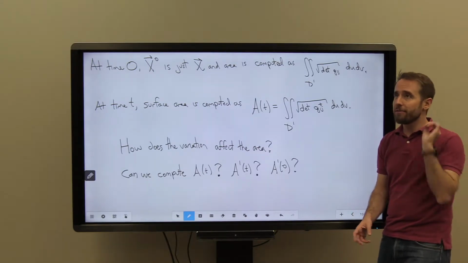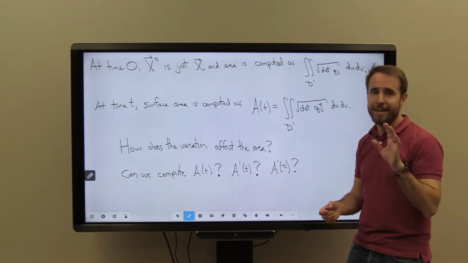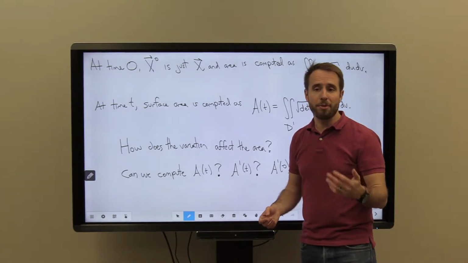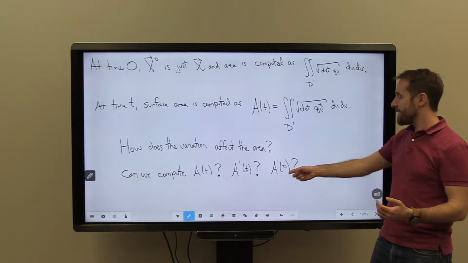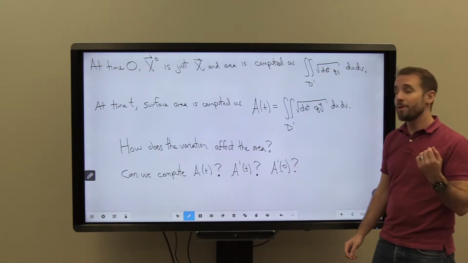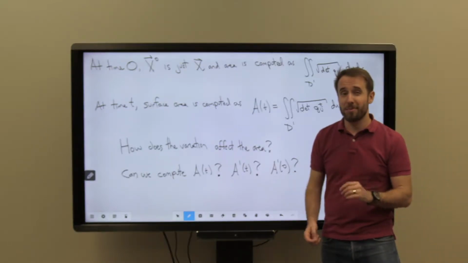And in particular, if my surface that I was originally looking at was a minimal surface and it somehow had locally minimal surface area, that should imply that at time 0, my area was a local minimum. So what will that tell me about A prime of 0? So that's what we're going to explore now.